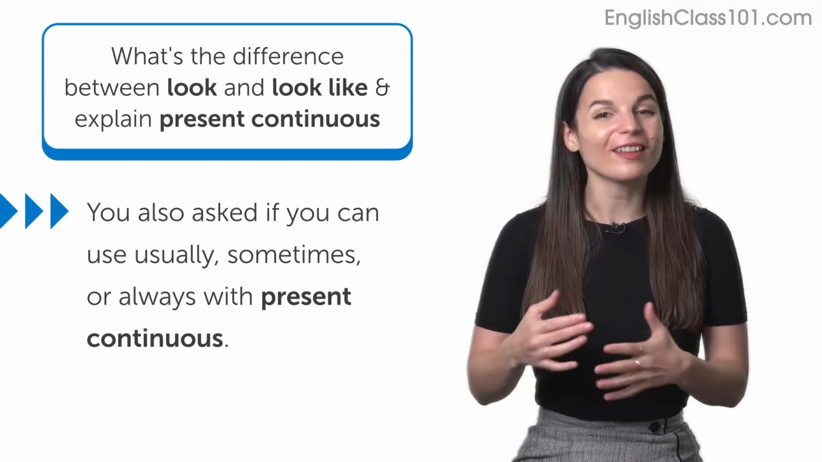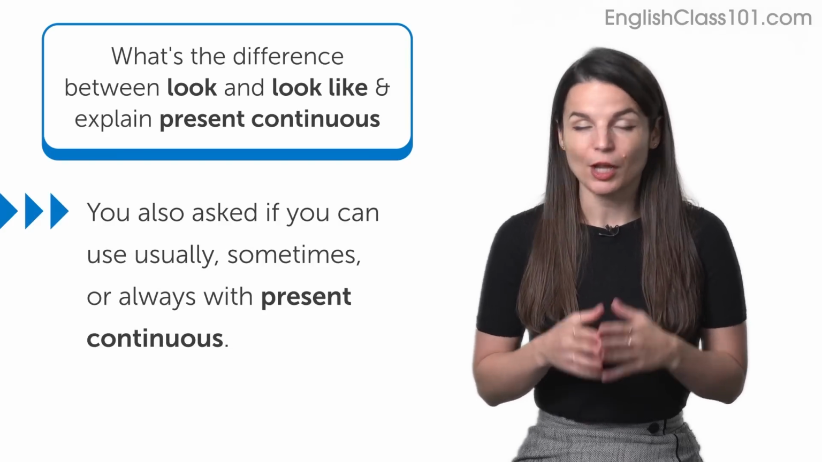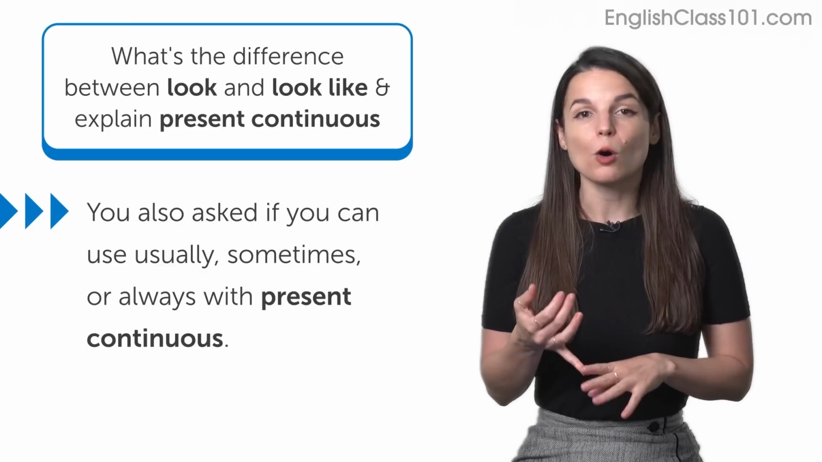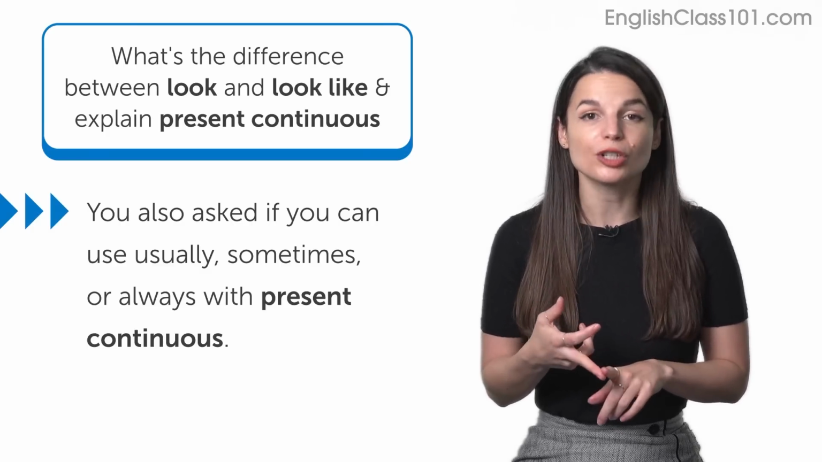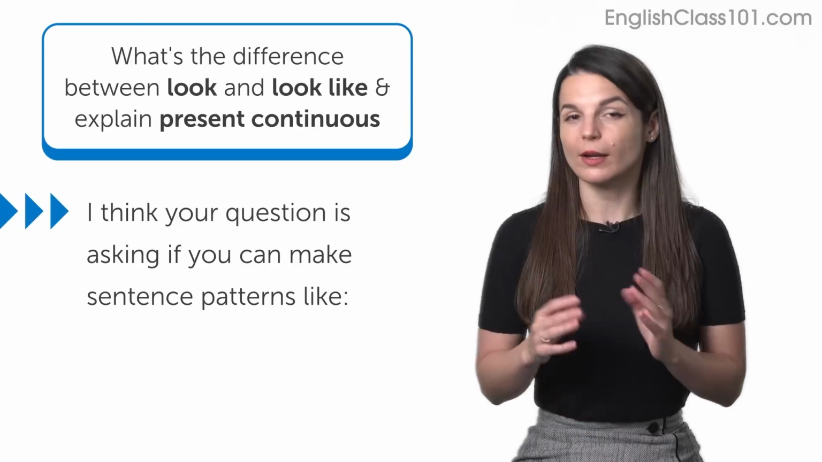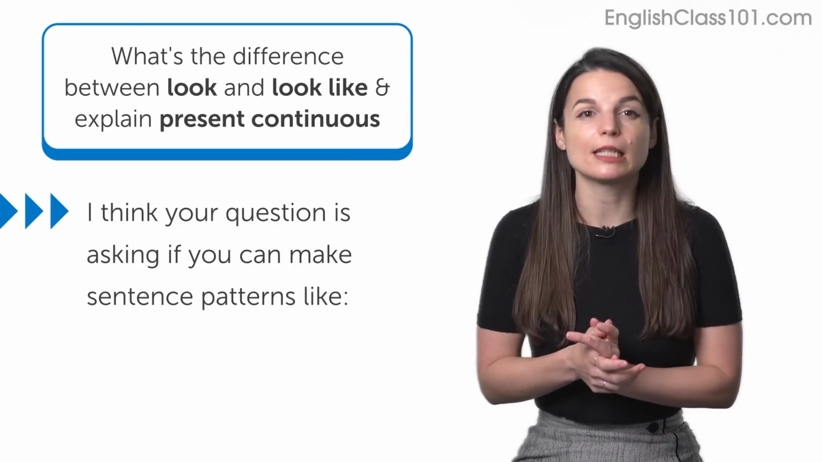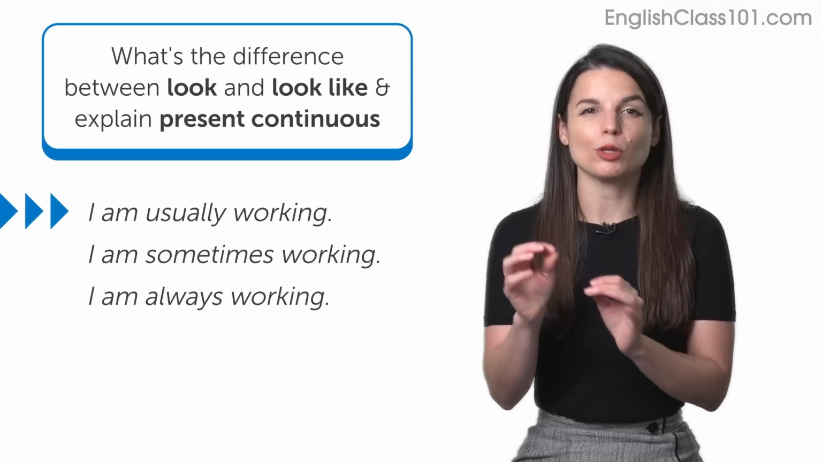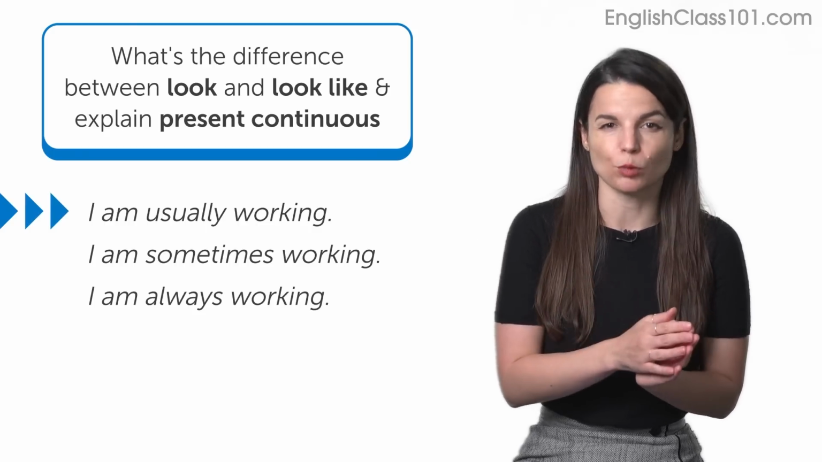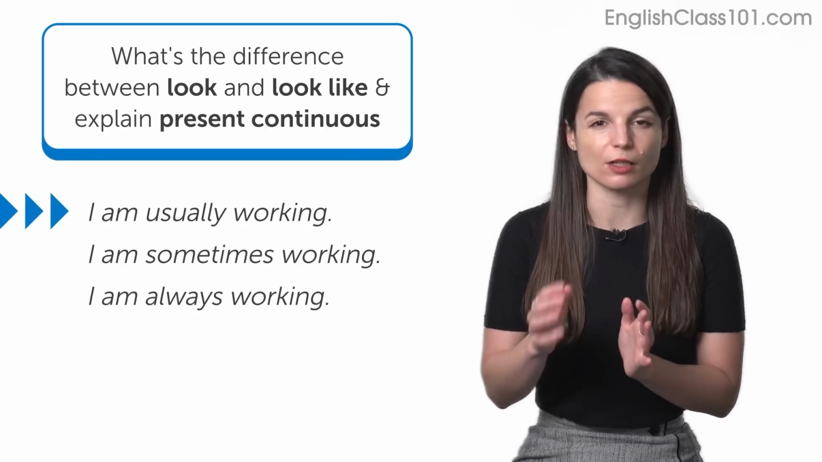Let's move on to a quick answer about your second question. You asked if we can use words like always and sometimes and usually with the present continuous. So I think your question is if we can make sentence patterns like, for example, I am usually working, or I am sometimes working, or I am always working, and so on.